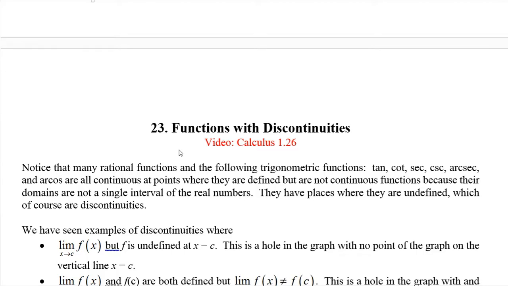We have been looking at functions that are continuous and some that have discontinuities. Remember that we have some functions with some types of discontinuities, and we're going to look at some of those in this video and some of their characteristics. Many rational functions, not all of them, and the following trig functions, tangent, cotangent, secant, cosecant, arcsecant, and arccosecant, are all continuous at points where they're defined, but are not continuous functions because their domains are not a single interval of the real numbers. So they have places where they are undefined, which of course give discontinuities.